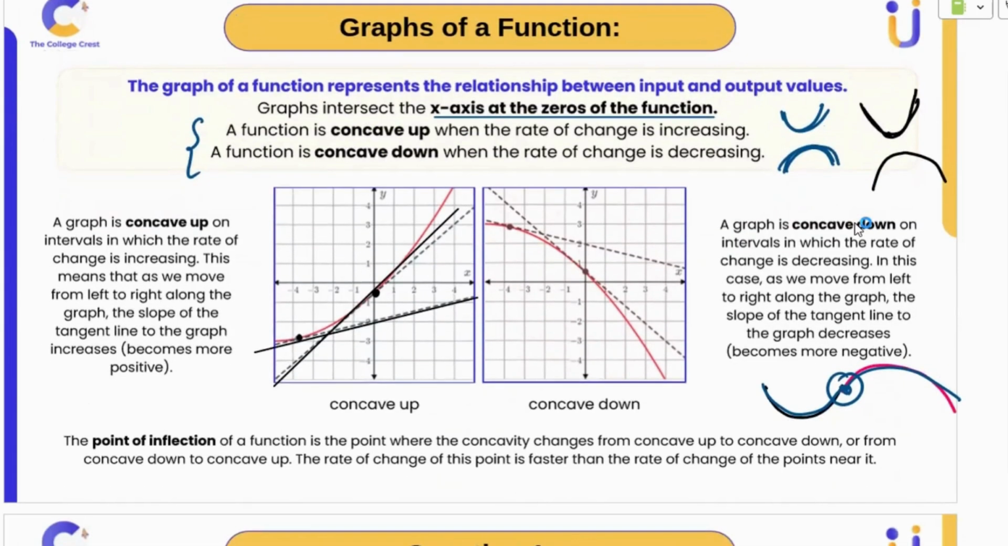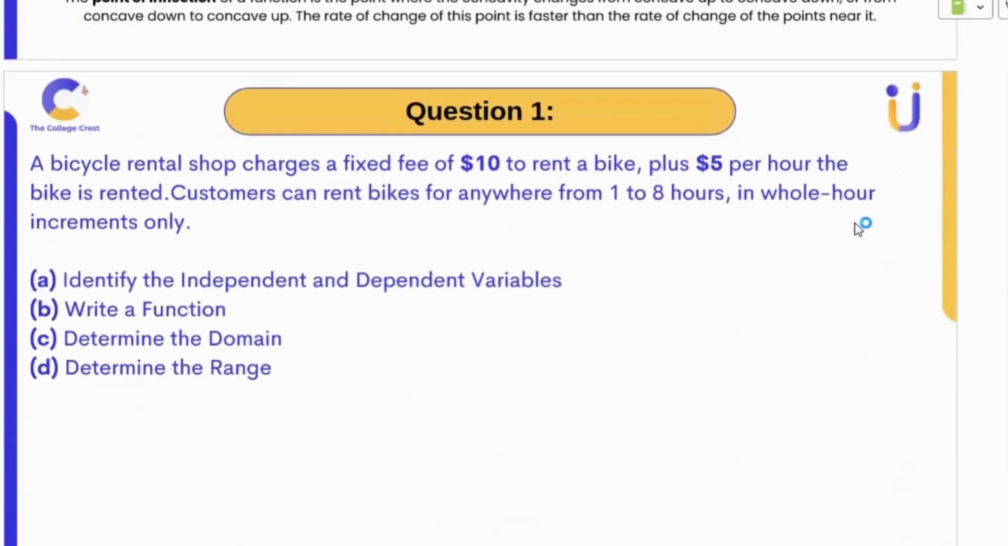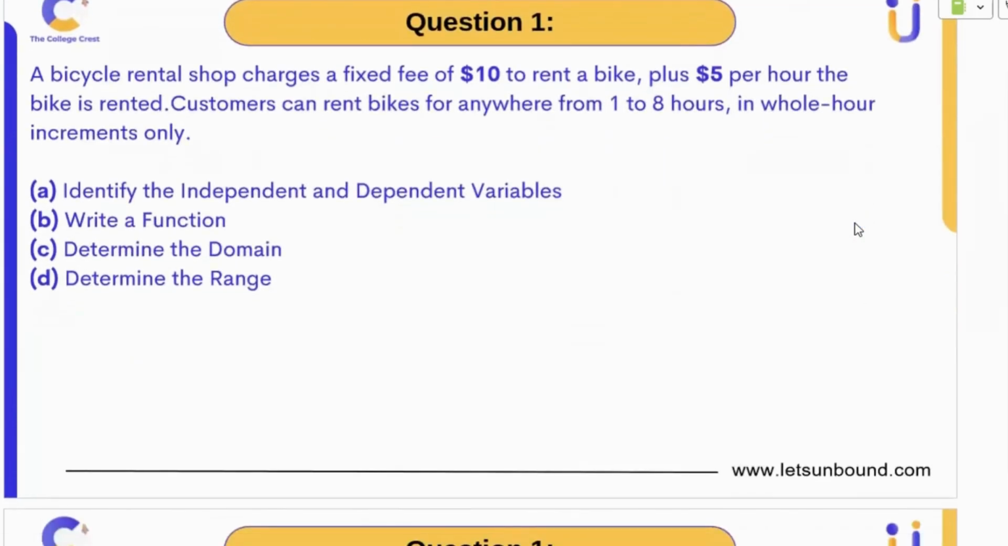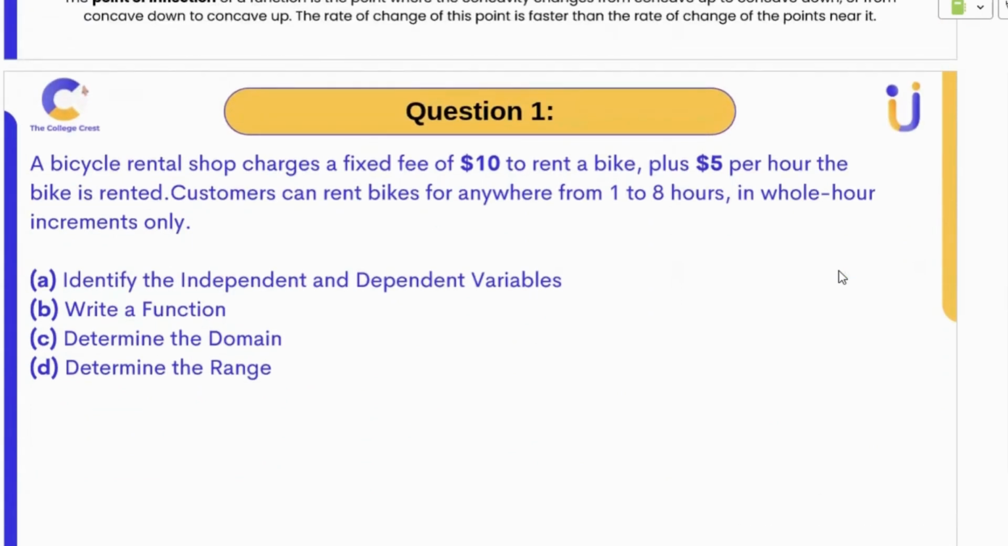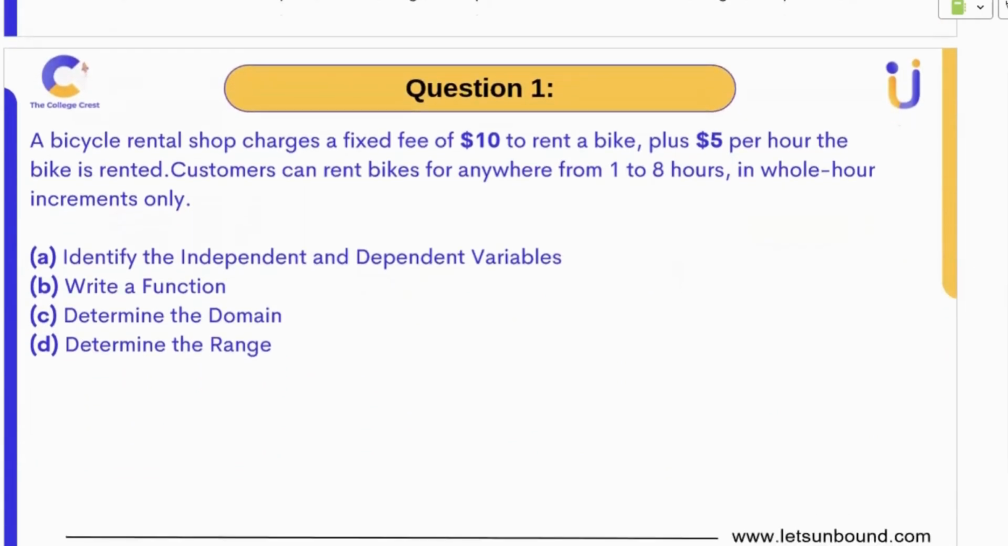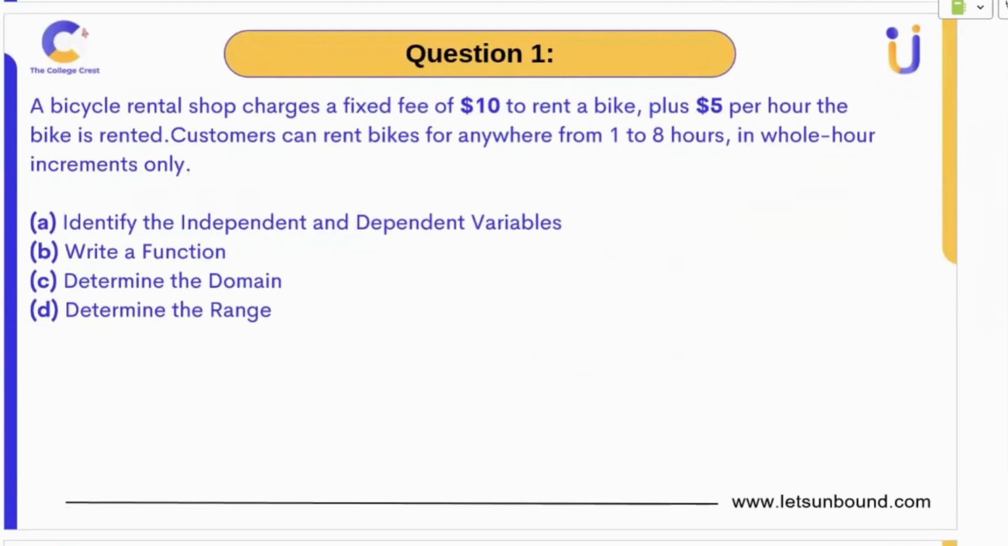Let's get into problem solving. A bicycle rental shop charges a fixed fee of $10 to rent a bike plus $5 per hour the bike is rented. Customers can rent bikes for anywhere from 1 to 8 hours in whole hour increments only. Identify the independent and dependent variables.